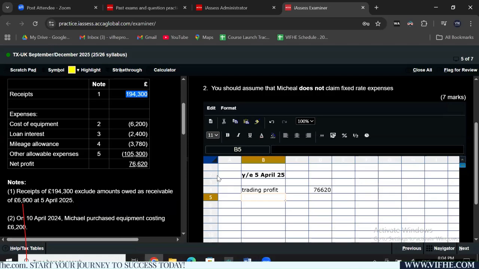What should I do with this £6,900? Yes, we need to add it, because this value should be taken into account as well. Though it was ignored while calculating cash basis, it should be there because it matches the period of account. So I'm just going to take this receivable amount, which is basically a sale on credit figure as well, of 6,900. It is income, it is to be added.